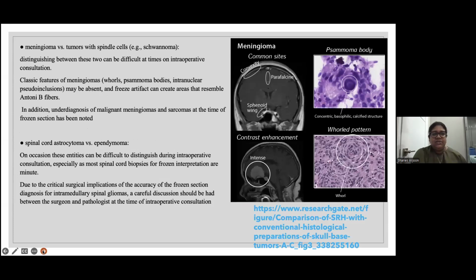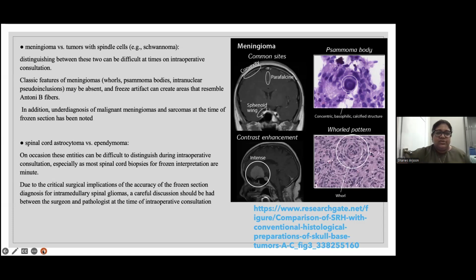With regard to meningiomas versus tumors with spindle cells, distinguishing between the two can be difficult, again, during the intraoperative consultation. Classic features of meningiomas are the whorls, the psammoma bodies, the intranuclear pseudoinclusions, which may be absent, and the freeze artifact can create areas that resemble Antoni B fibers. In addition, underdiagnosis of malignant meningiomas and sarcomas at the time of frozen section has been noted.